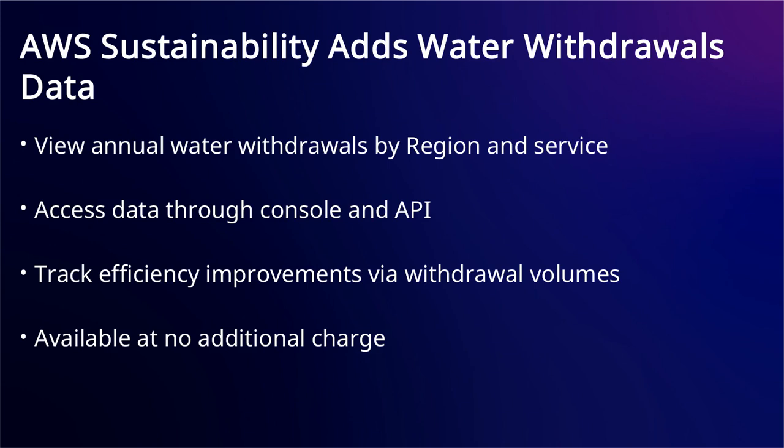You can track efficiency improvements as they are reflected in lower withdrawal volumes over time. This data is available at no additional charge in all AWS regions where AWS Sustainability is available, giving you a complete view of both carbon and water impact.